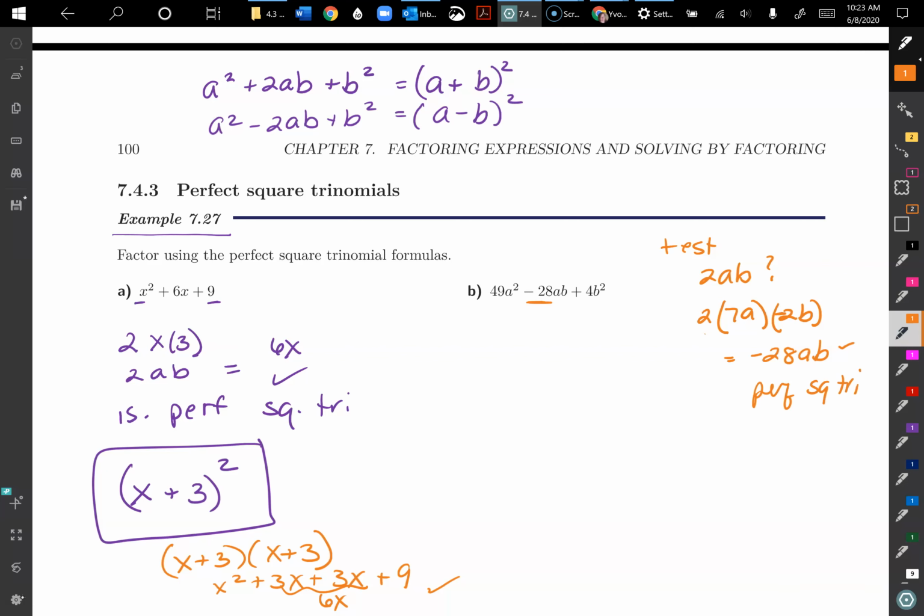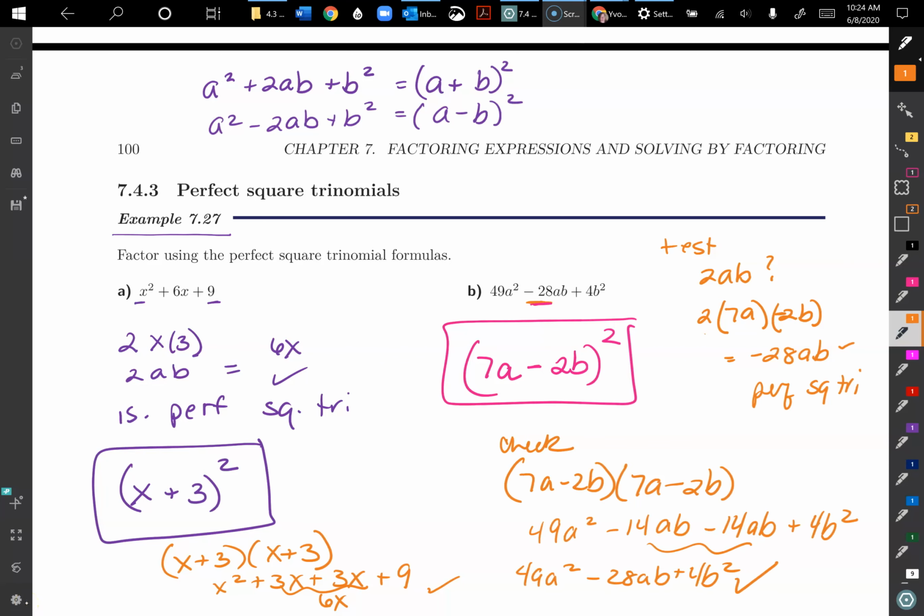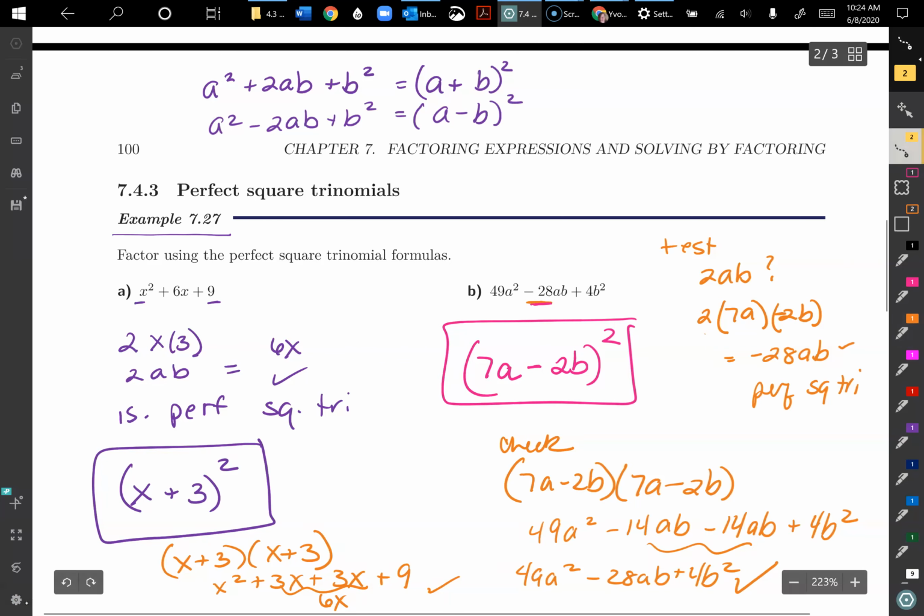So then we can take the square root of the first. And then we're going to subtract, though, because this middle term is subtract, minus 2b all squared. And then again, you would check it. Make sure you do the check. And that's what the check looks like right here. And so if you can figure out how to do these two types, that's perfect for the scope of this course.